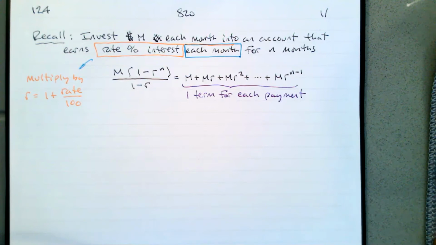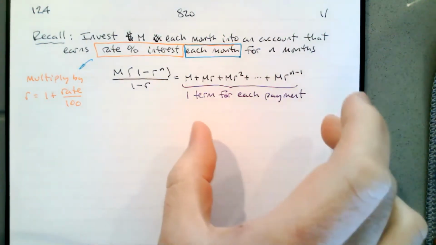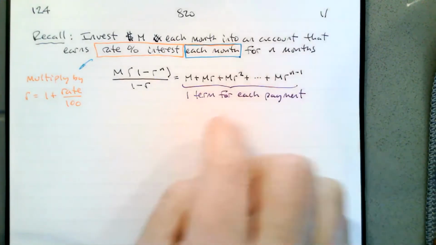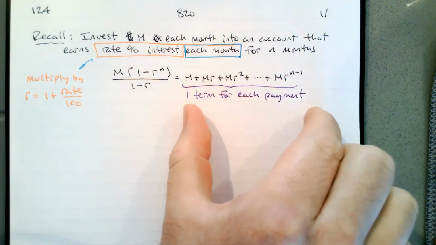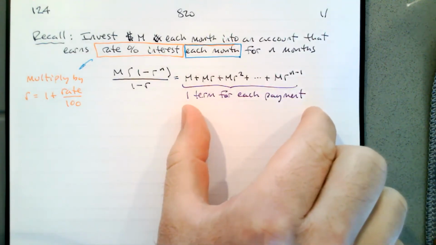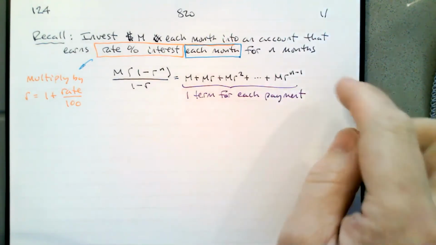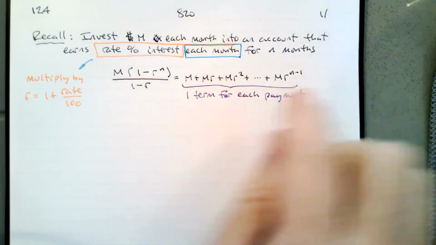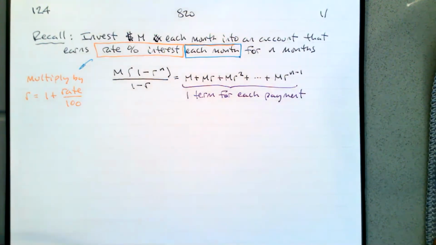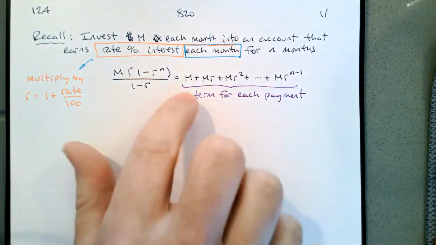What we found out after a bit of manipulation is that it's very difficult, or not difficult, but very time consuming, because each month has its own term in the expression over here. There's one term for each payment, where m times r to the n minus 1, that's the first payment that we put in, and we're making this calculation right after we made the nth payment.